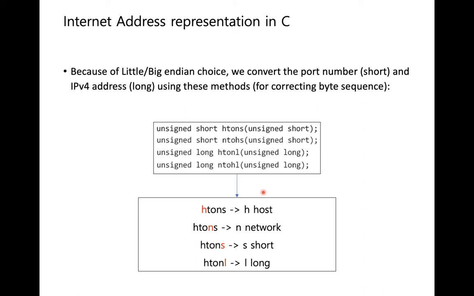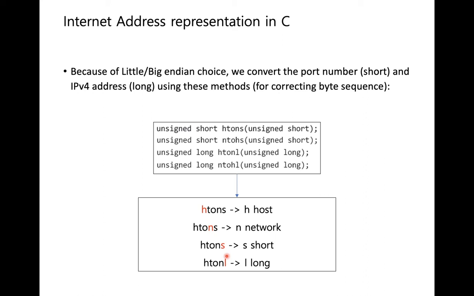To use this, for example, if you want to input the port number to the network device, you have to change the input from your sense to the network device sense, right? So if you want to use the port number 1990, that port has to be changed to the hexadecimal form, which means you have to input it from host to network form, right?